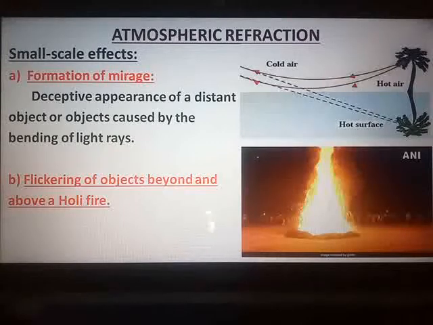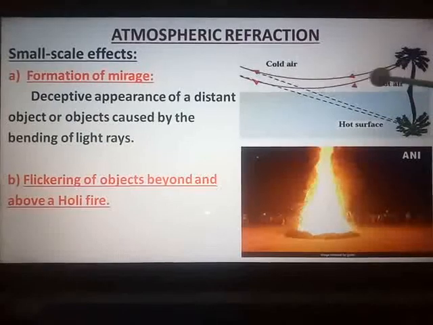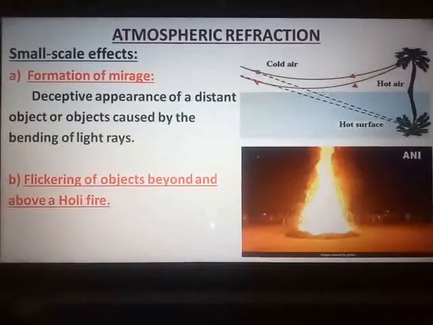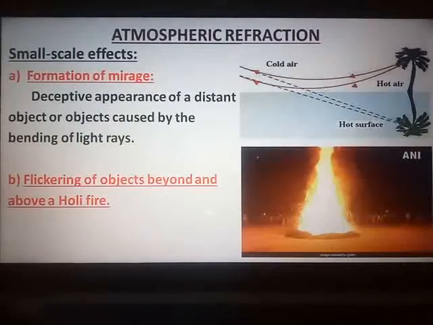The refractive index of air keeps increasing as we go to increasing heights, and hence in the first case, that is the formation of mirage, the direction of light rays coming from a distance keeps changing according to the laws of refraction. And how do they appear? The light rays coming from a distant object appear to be coming from the image of the object inside the ground. You can see here in this figure. So these were the two small scale effects of atmospheric refraction.